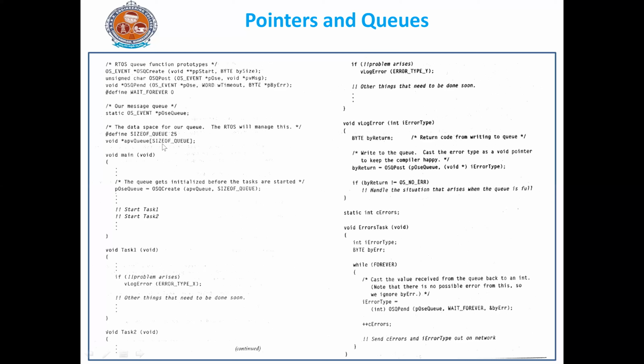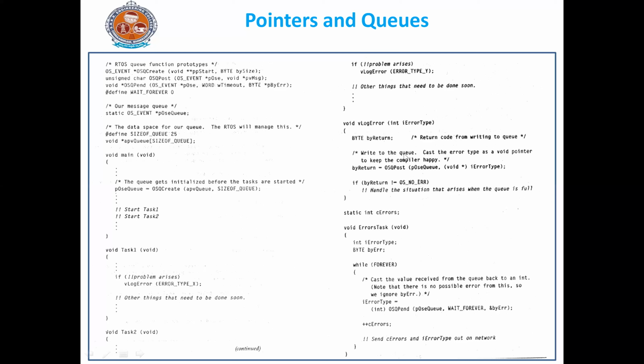Here we are initializing a pointer. Now if you see in the main task, first of all you have to create the queue. So first we create the queue, and then we start task 1 and then task 2. These two are the functions we have seen in the previous example. Now here we are elaborating this log errors function. First, we take the byte return, which is the return code from writing to the queue.